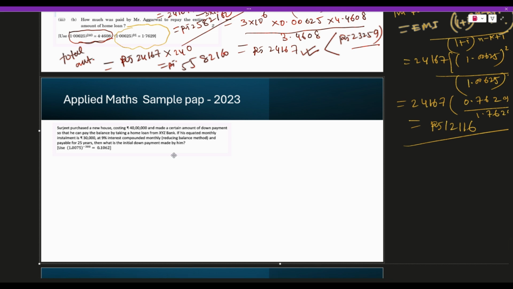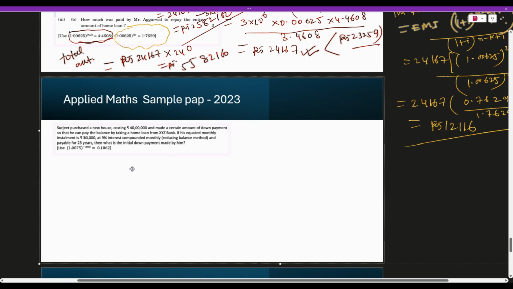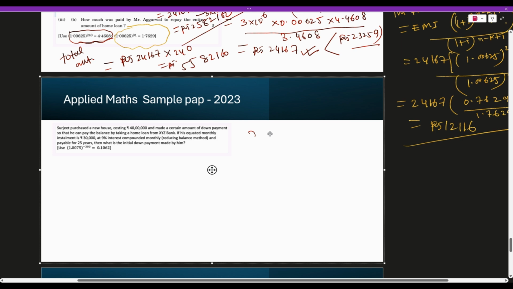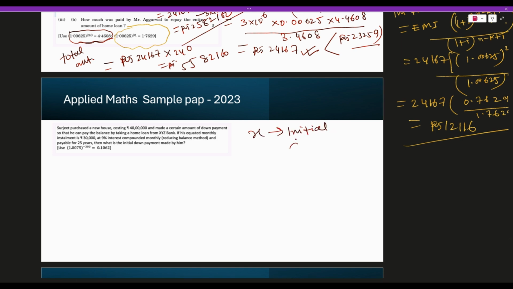Initial down payment he will do later. You first calculate how much he has paid. Isn't it? Or you take the initial down payment as rupees X. Let X be the initial down payment.